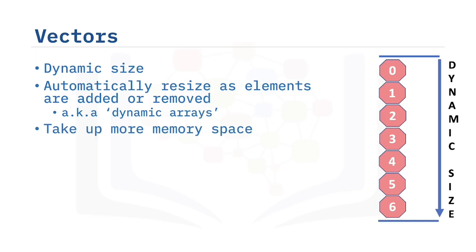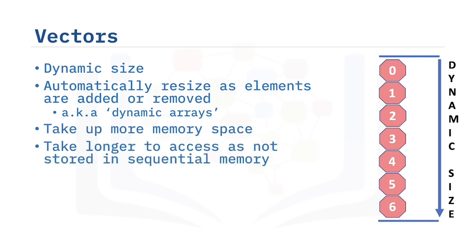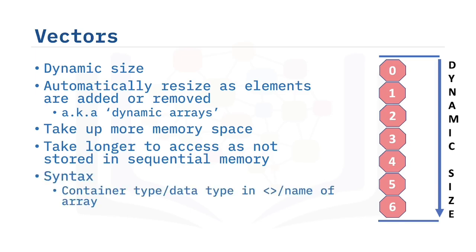Because they are dynamic in nature, vectors take up more memory space than arrays, and their elements also take a little longer to access than elements in an array, as they are not stored in sequential memory locations. The syntax for declaring a vector is to specify the container type of the vector first, then specify the data type in angle brackets, then the name of the array. Note that because it is a vector, you do not need to specify a maximum number of values it can contain because the size is not fixed, it is dynamic.